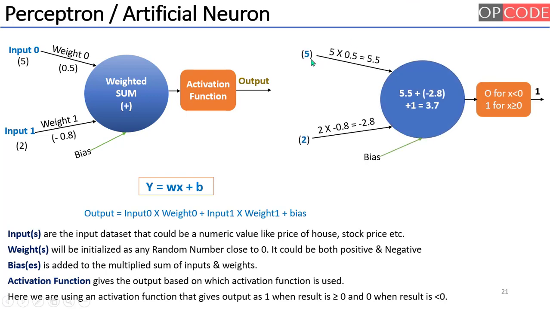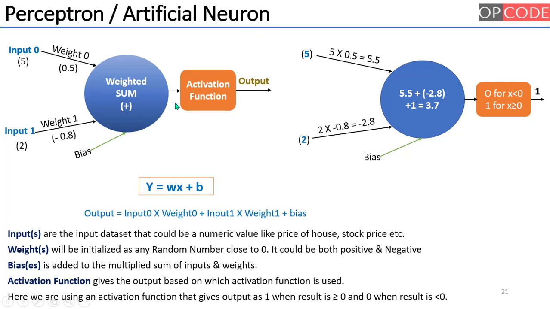So if we have two inputs, let's say 5 and 2, and we have the weights as 0.5 and minus 0.8, then using this equation, output is equal to input 0 into weight 0 plus input 1 into weight 1 plus bias. We will get 2.5 minus 1.6 plus 1, which is equivalent to 3.7. Now we have applied a linear activation function. A linear activation function means the result will be 0 if x, or the output, is less than 0, and 1 if it is greater than or equal to 0. So since 3.7 is greater than or equal to 0, our result will be 1.